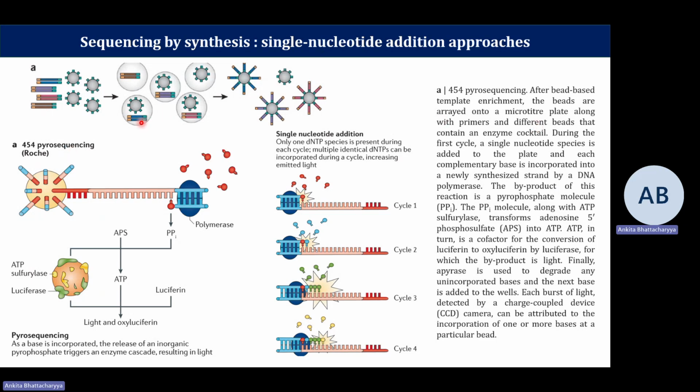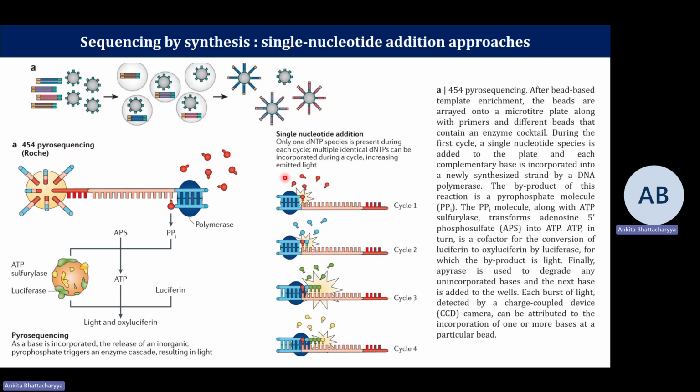Now, after template enrichment in this bead-based strategy, beads get added onto a microtiter plate along with primers and different beads that contain an enzyme cocktail. During the first cycle, a single nucleotide species gets added to the plate, and each complementary base is incorporated onto a newly synthesized strand by a DNA polymerase. So, what do you see here? During the first cycle, there is a single nucleotide species that gets added, for example, shown in red, and this is performed by DNA polymerase.